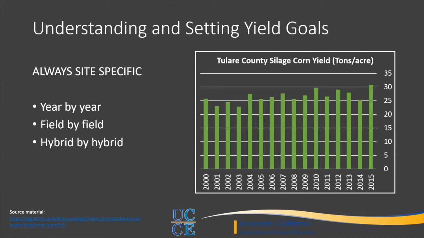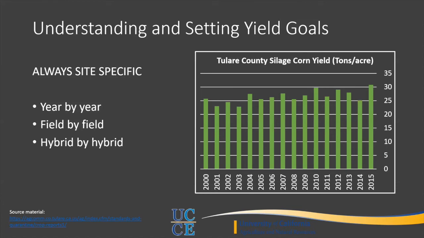Earlier, we looked at yield variability between counties over a number of years. Here in this graphic, we're looking at yield variation across years just in one county, Tulare County, for silage corn. One thing to note is that this graph could easily be labeled, field 1A silage corn yield for a given farm. The point being that yield does not just vary from year to year, but it also varies field to field.